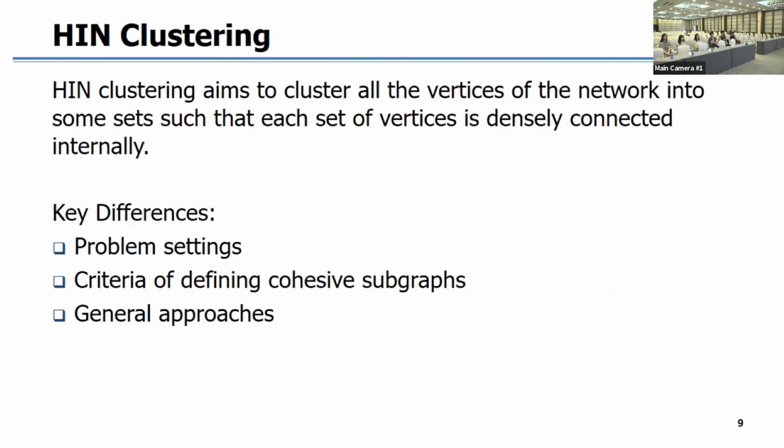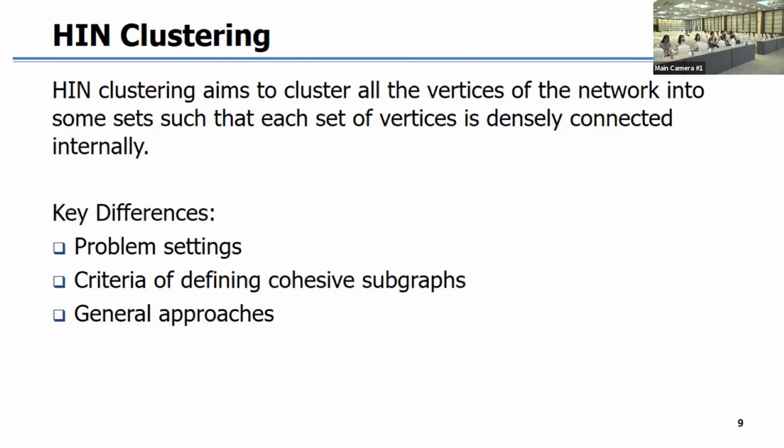Compared with cohesive subgraph models on HINs, HIN clustering is different in problem setting, criteria of defining cohesive subgraphs, and the general approaches. In terms of problem setting, cohesive subgraph search aims to search subgraphs satisfying the user's query requests, while HIN clustering focuses on partitioning the entire HIN into a set of dense subgraphs such that each subgraph is weakly linked to others. Regarding the criteria, cohesive subgraphs are defined based on query parameters given by users. HIN clustering, on the other hand, uses the same global criteria to partition the HIN.